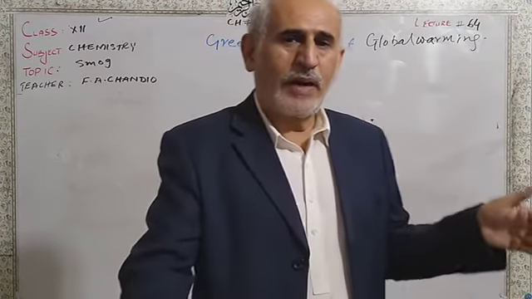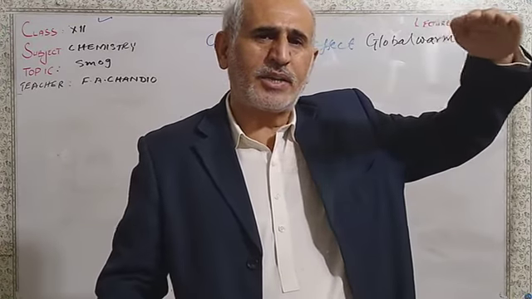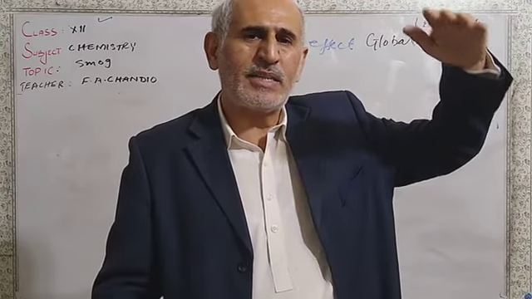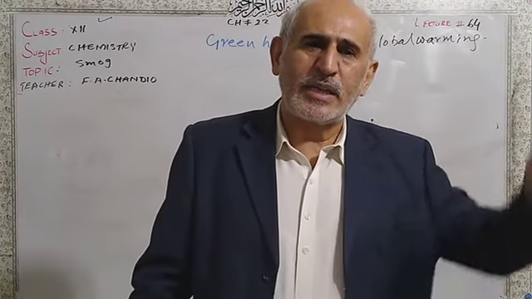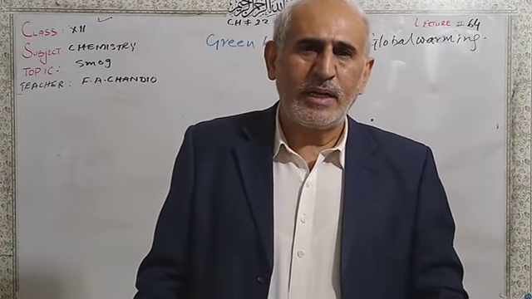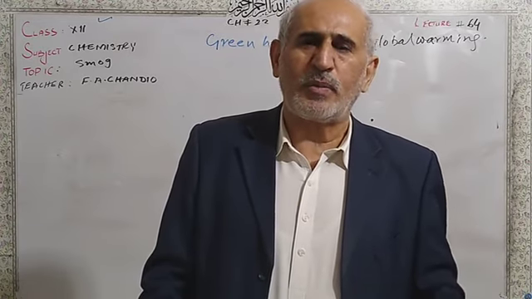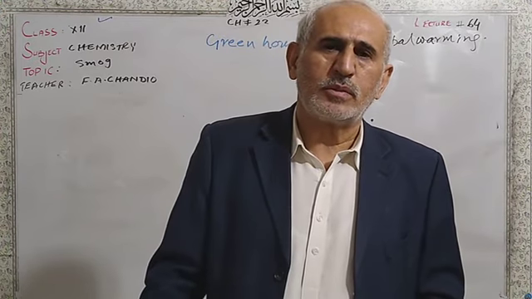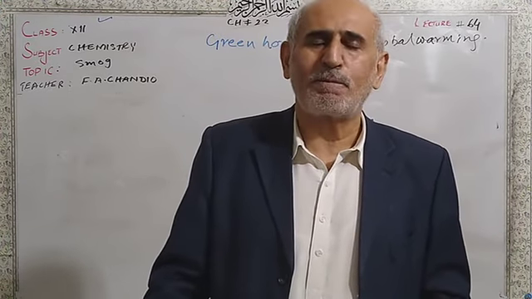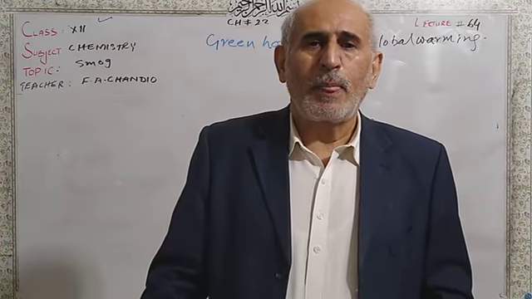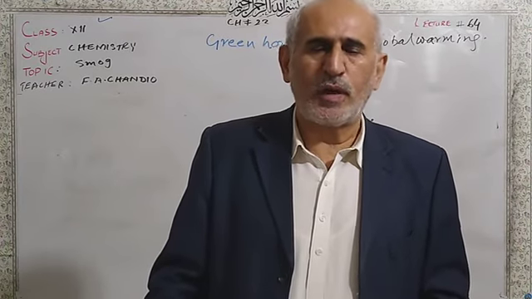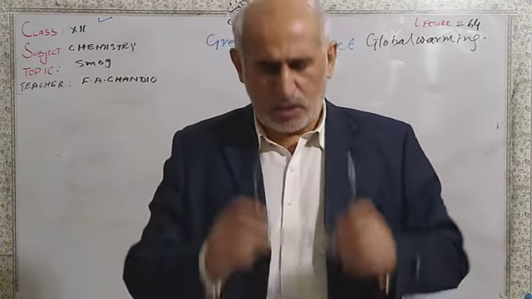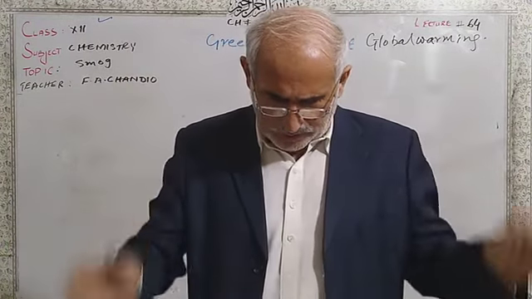The other is, when the concentration of carbon dioxide gas is more in the atmosphere, then what happens? The ultraviolet rays coming from the sun, and the infrared discharged from the earth, are not going to cross or pass through this layer. Ultimately the temperature of the globe, the earth, is going to increase. And polar ice is going to melt. There are many disadvantages.